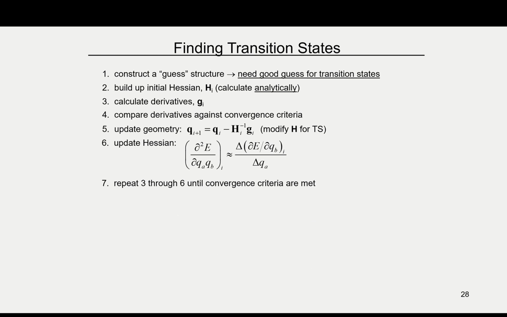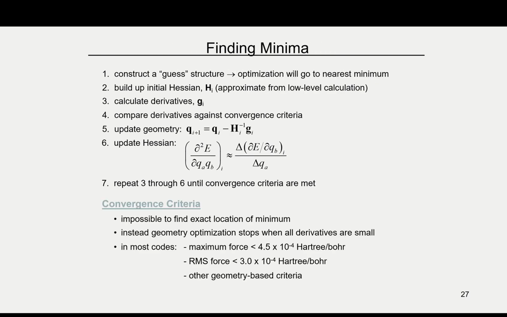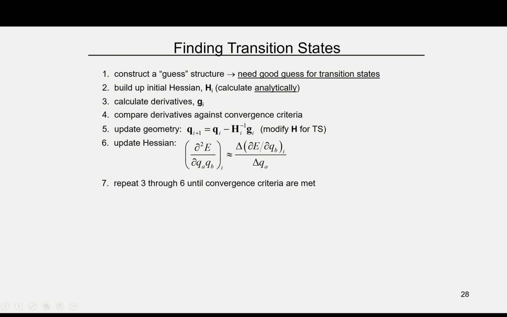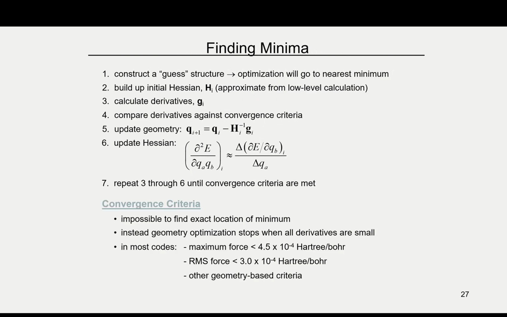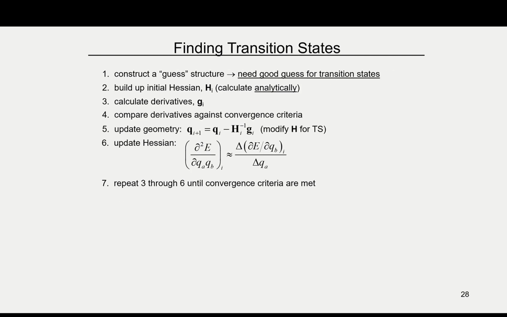Now what is the difference between these two? If you see this one, you can find that the Hessian is approximated from a low-level calculation, so you have to build up the initial Hessian HI for finding a minimum. But what if you want to find transition states? You will find that these slides are almost the same. Here you can see they are the same. What is the difference? I'm going to tell you the difference.